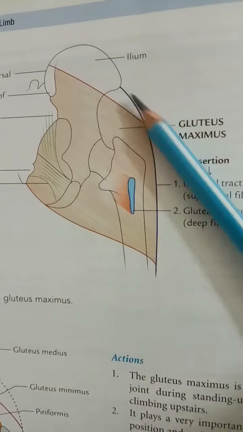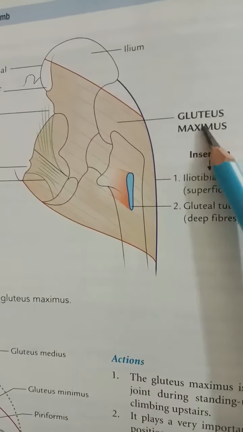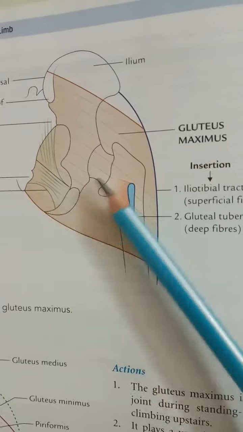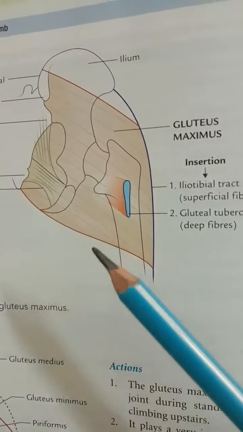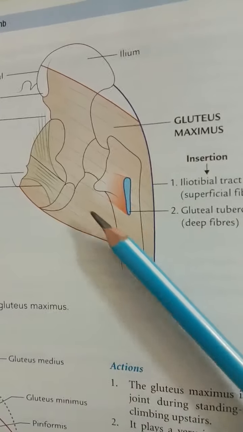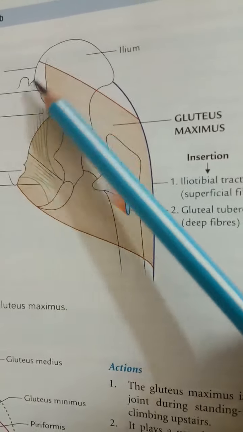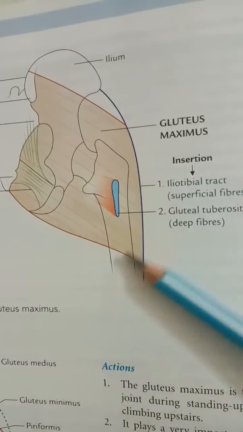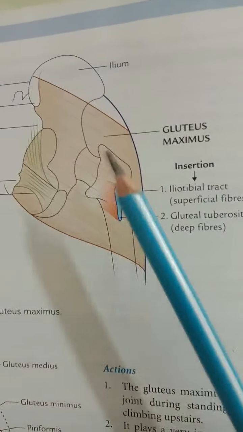So the first muscle of the gluteal region is the gluteus maximus. So here you can see. The gluteus maximus is a large quadrangular powerful muscle which is present on the posterior surface of the pelvis. So here you can see the pelvis, and this muscle is present on the posterior side. So let's see the origin.